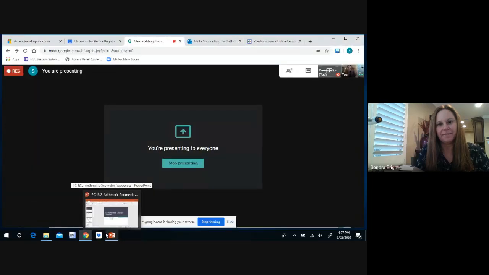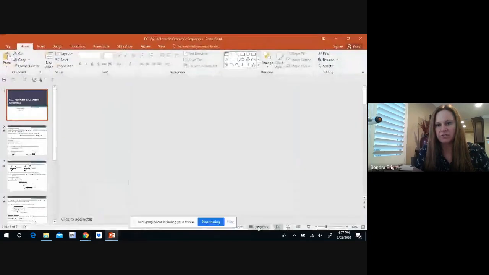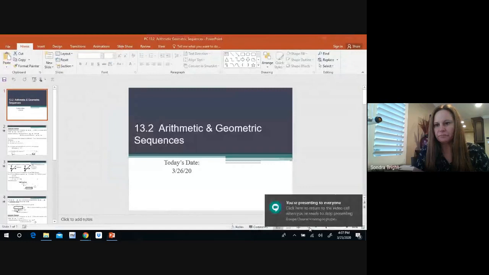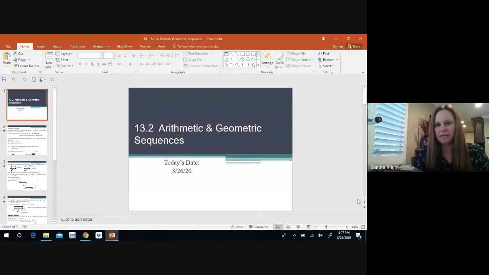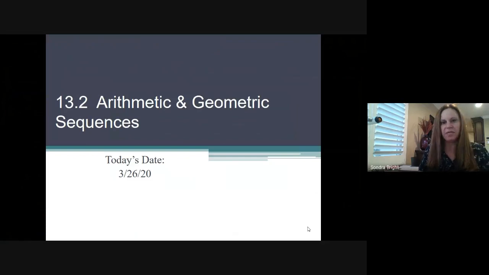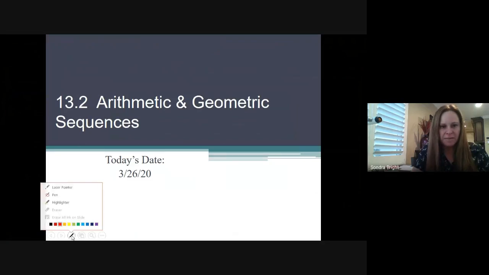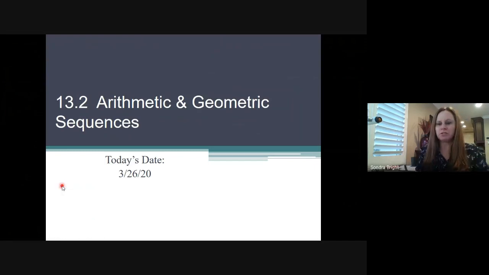Okay. We are moving on to section 2, and that is arithmetic and geometric sequences. So we saw yesterday that sequences are just any pattern of numbers. And today we're going to look at two special kinds.